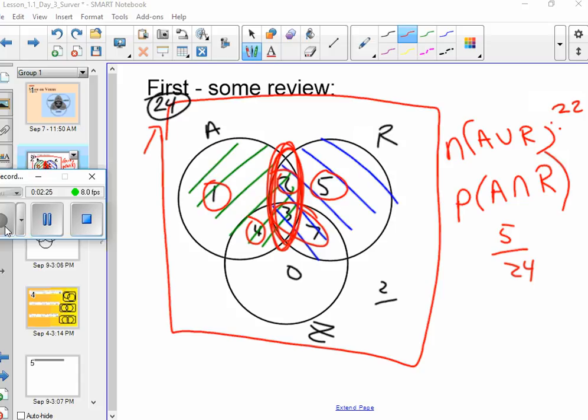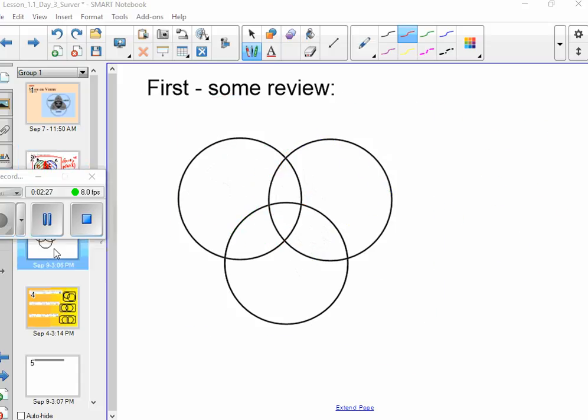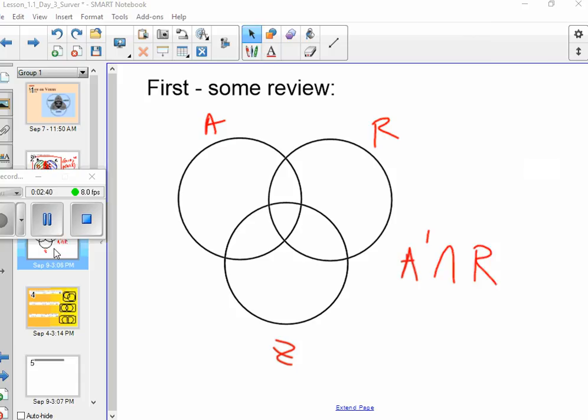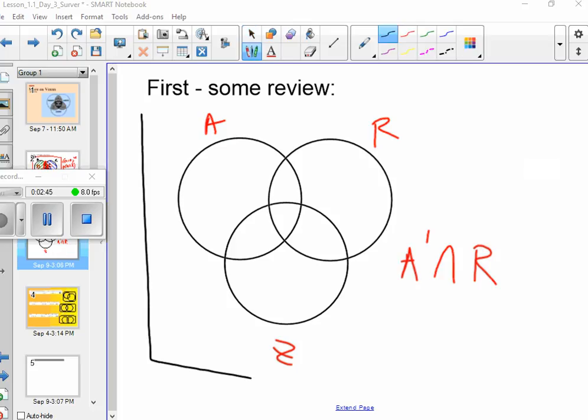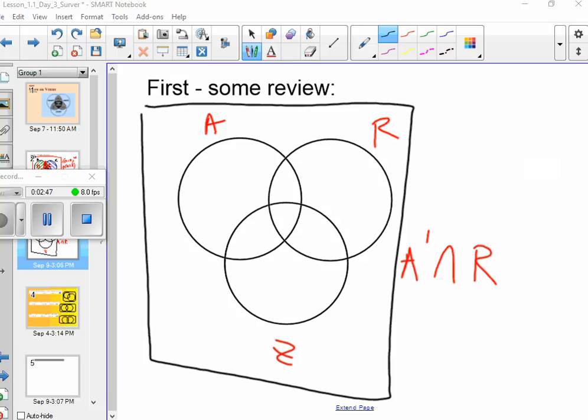Let's just make sure I'm right on that. And I'm going to give you a different one. Aliens, robots, zombies. I want you to shade for me A not intersected with R. I'll pause while you do that. I really should have a box around it because you want to shade outside of some of the circles sometimes. A not intersected with R. I'll pause while you do that.